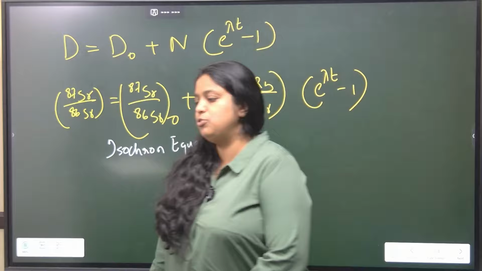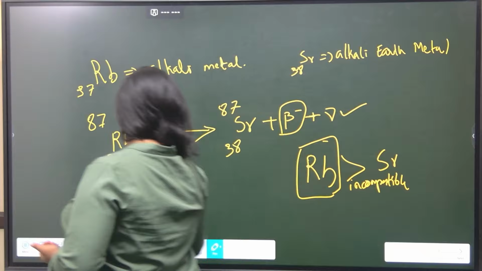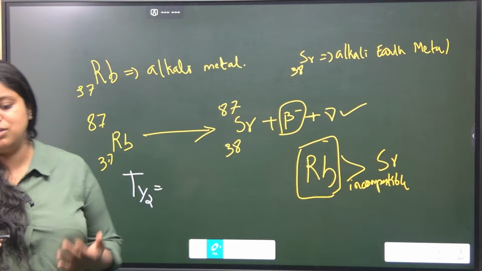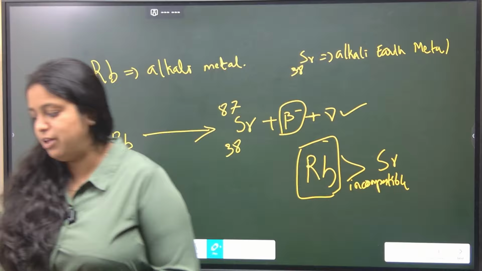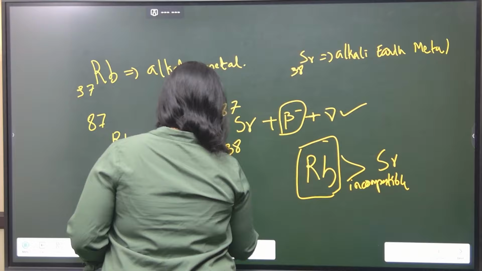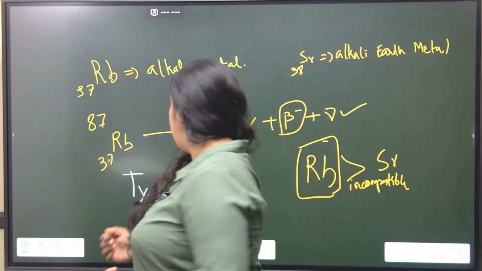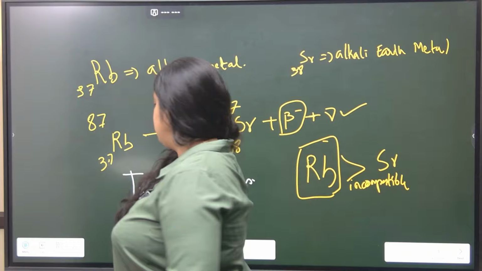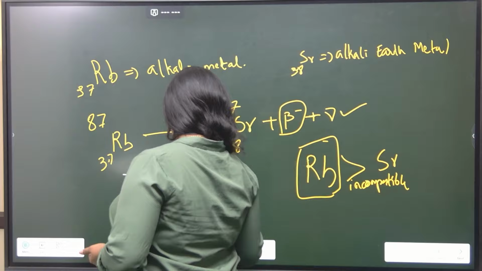The half-life of rubidium is T half. We know what half-life means: the amount of time required for the complete sample to reduce by half. The half-life of rubidium in the rubidium strontium system is 48.8 times 10 raised to 9 years. And the lambda value is 1.42 times 10 raised to minus 11 per year.